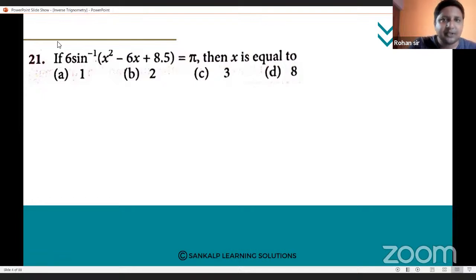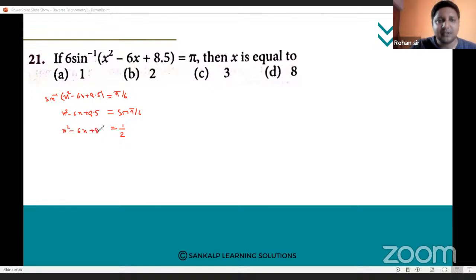So here, first what we need to do is, we need to shift the 6 on the RHS. Okay, so see, this is a quadratic equation given here. So first what you can do is, we can write it as sine inverse of x square minus 6x plus 8.5 is equal to pi by 6, or x square minus 6x plus 8.5 is equal to sine pi by 6. Okay, and sine pi by 6 we know the value, it is equal to what? 1 by 2.